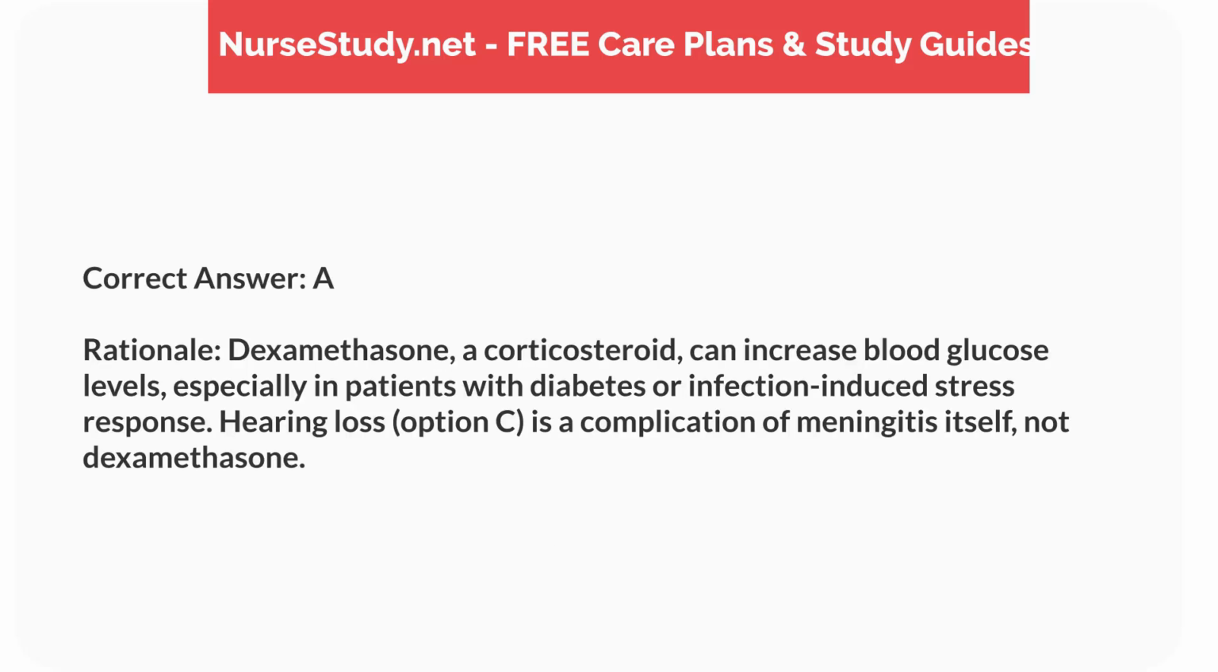Correct answer, A. Rationale: dexamethasone, a corticosteroid, can increase blood glucose levels, especially in patients with diabetes or infection-induced stress response. Hearing loss, option C, is a complication of meningitis itself, not dexamethasone.